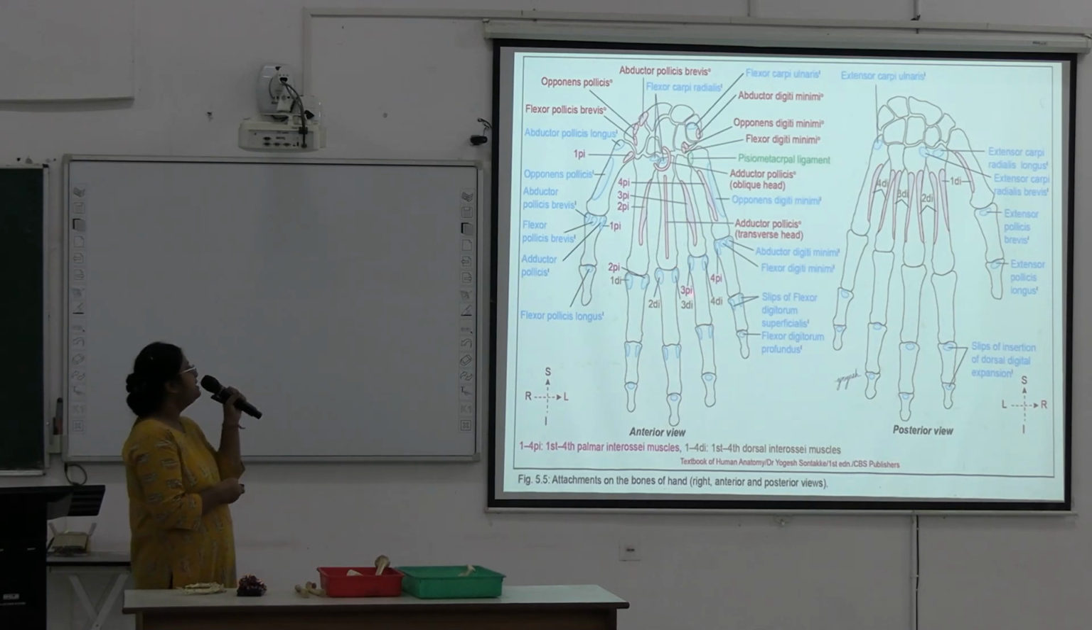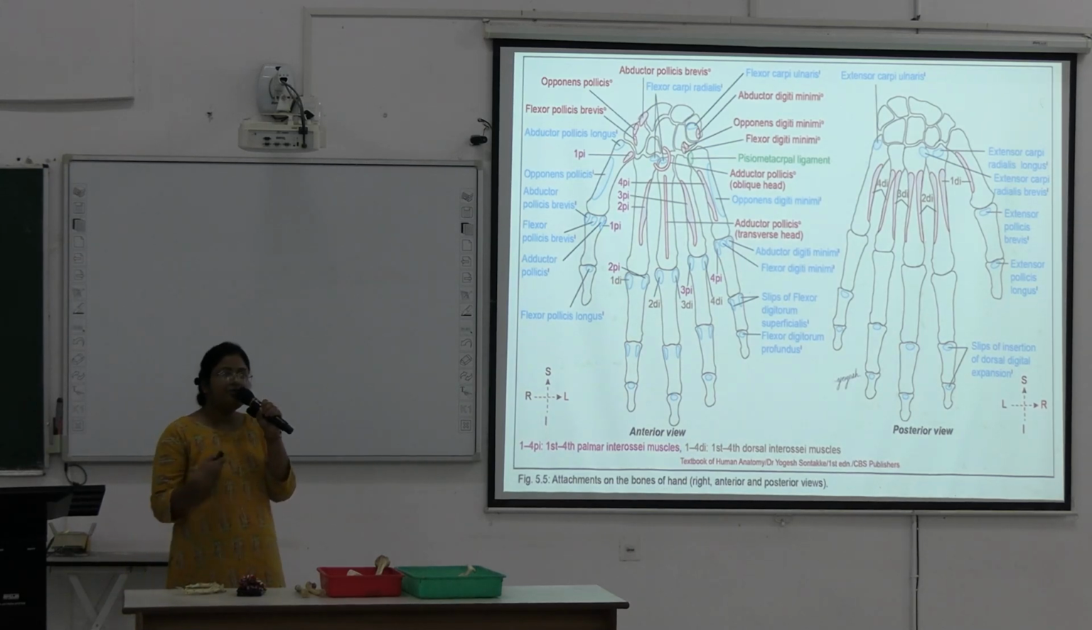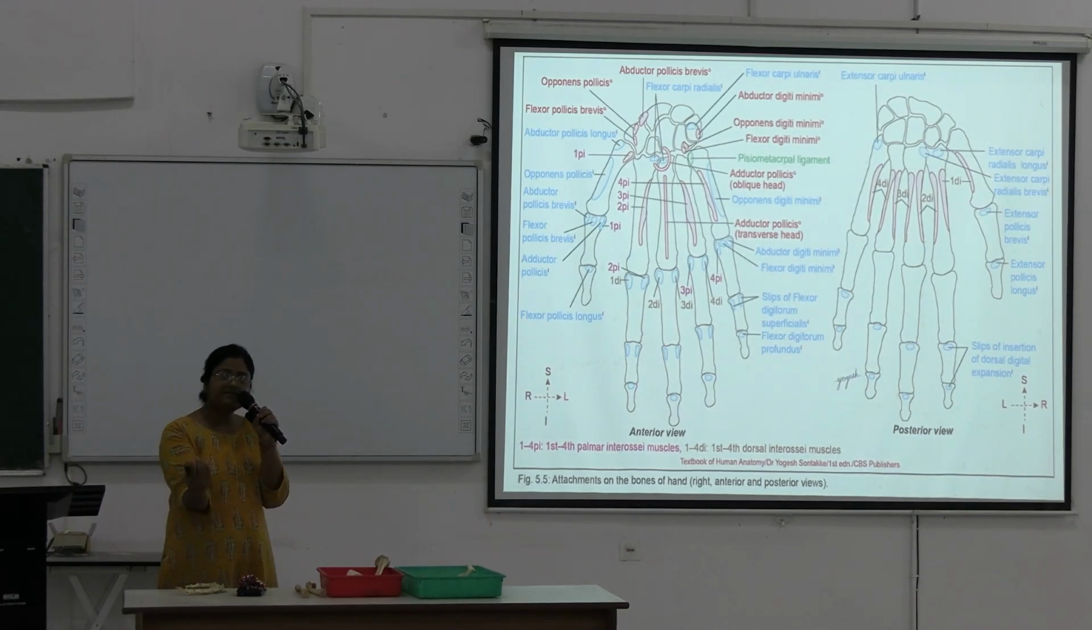Okay. PI is the palmar interossei. There are 4 palmar interossei, and DI is dorsal interossei. 4 dorsal interossei in our palm. So these are the attachments of palmar and dorsal interossei. And you can see flexor digitorum superficialis, a strong flexor muscle of our wrist joint.